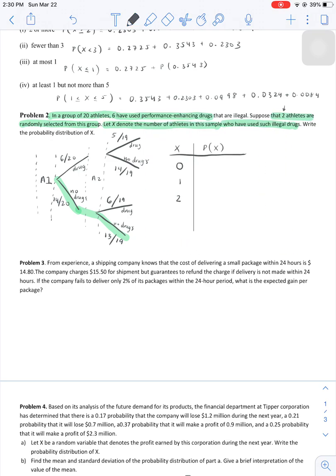All right, so what's the probability that no athletes out of the 2 took drugs? So the probability that athlete 1 did not take drugs and athlete 2 did not either. Well, that's 14 out of 20 times 13 out of 19, which is, if you plug that into your calculator, 0.4789.